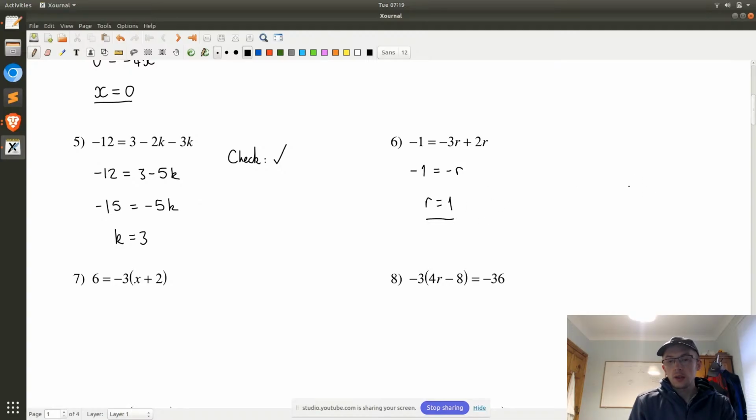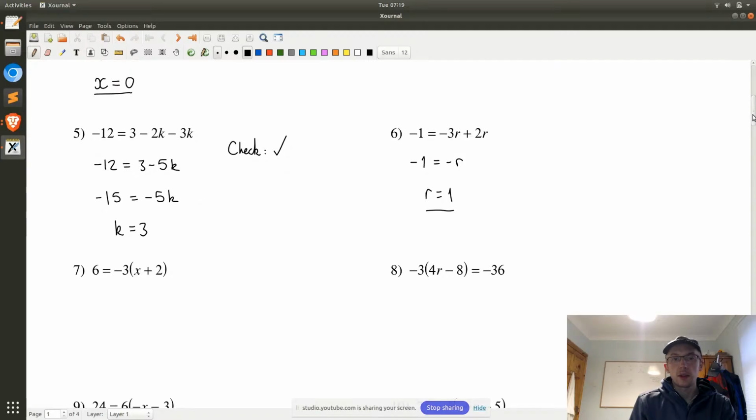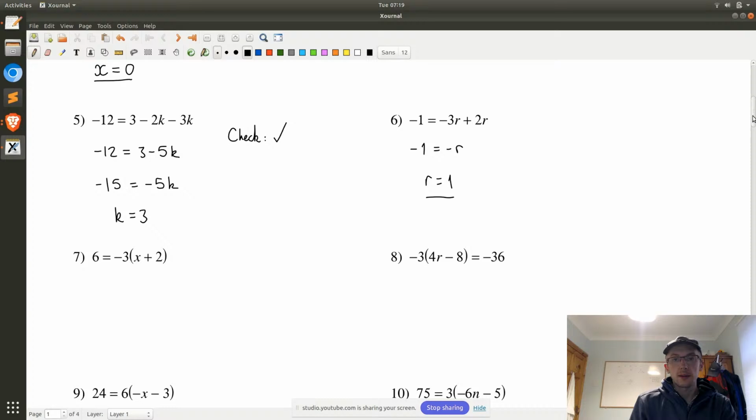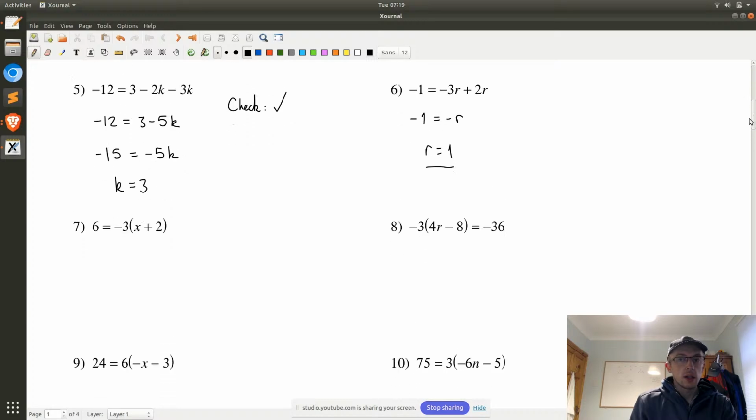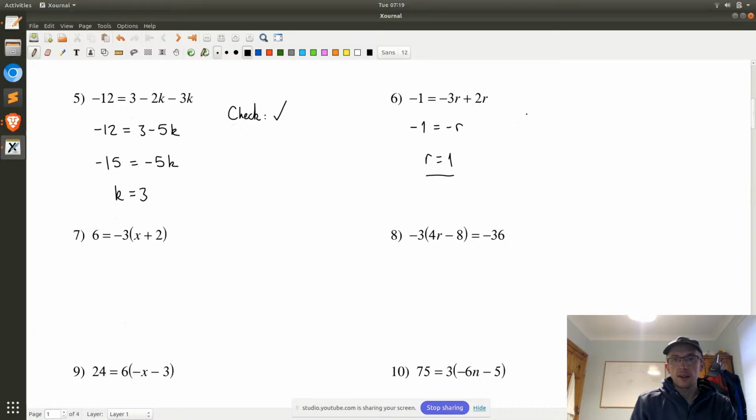Once you get good enough at these, I'm not encouraging you to skip past the checking stage. Of course not. If you're not confident, don't skip past the checking stage. But speed is something valued as you move on. So you don't always have to check. Not always. But here, it is indeed true.